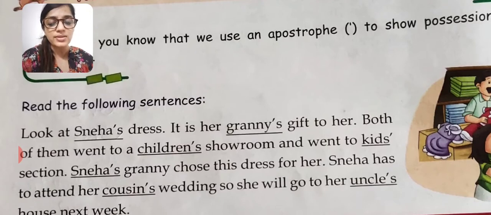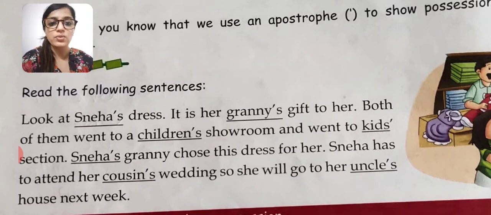Look at Sneha's dress. स्नेहा की ड्रेस को देखो. It is her granny's gift to her. वो उसकी ग्रैनी की गिफ्ट है. ग्रैनी ने जो गिफ्ट दिया था उसको. Both of them went to a children's showroom and went to the kids section. हाँ, वो बच्चों के शोरूम में गए. So ka, ki, ke, whenever this meaning is coming, it means it is a possession and we are using an apostrophe. वो बच्चों के शोरूम में गए and they went to the kids section. बच्चों के सेक्शन में गए.